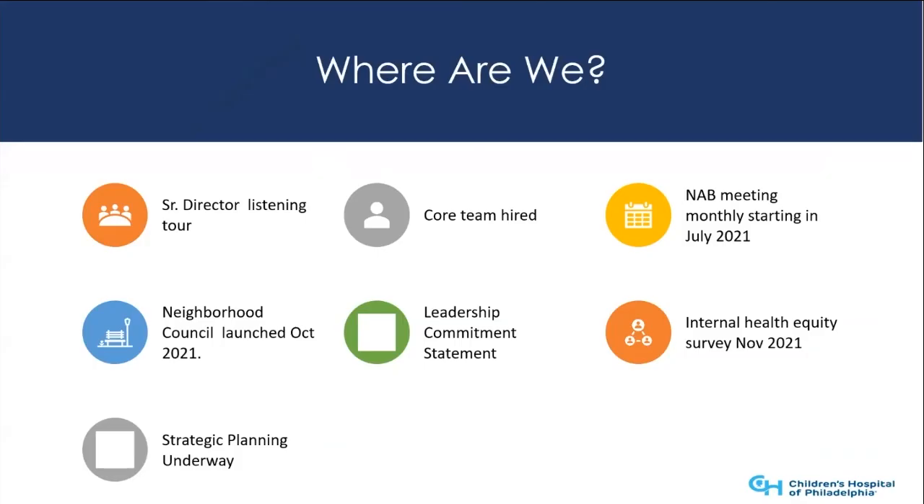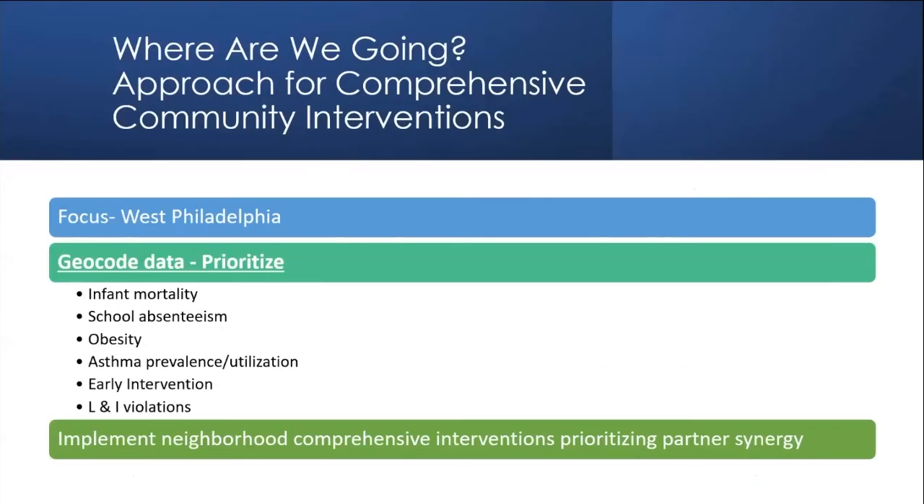And so where are we? I've had my tour. We have our core team hired. Our National Advisory Board has been meeting since July. We are launching our neighborhood council now. We are working on our leadership commitment statement. We will survey the entire CHOP community with a health equity survey next month. And we are continuing to do our strategic planning for the next 3 to 5 years.